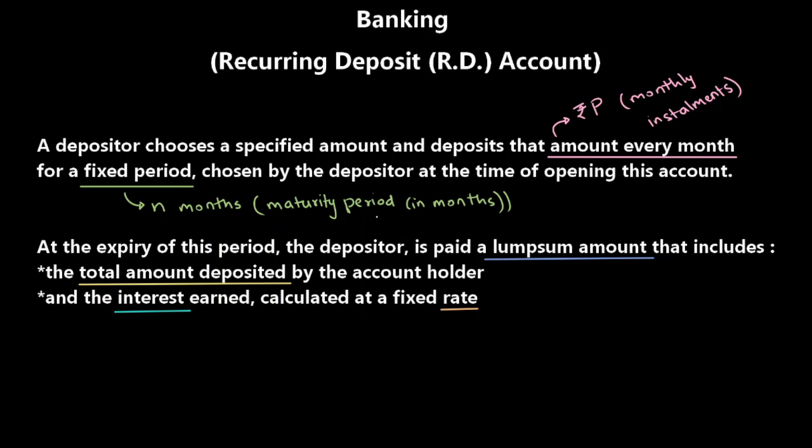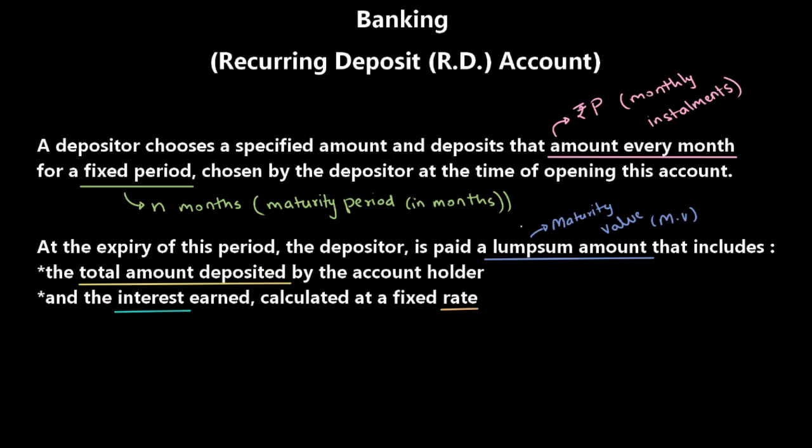And remember, the maturity period is always considered as number of months. Now in your questions, they might give you the maturity period as say 2 years. Make sure to convert it to months as 24 months. All right. Now, what I'm doing is I'm depositing P rupees every month for n months. And at the end of n months, I'm receiving a lump sum amount. Right. Now this lump sum amount is called the maturity value in our sums.